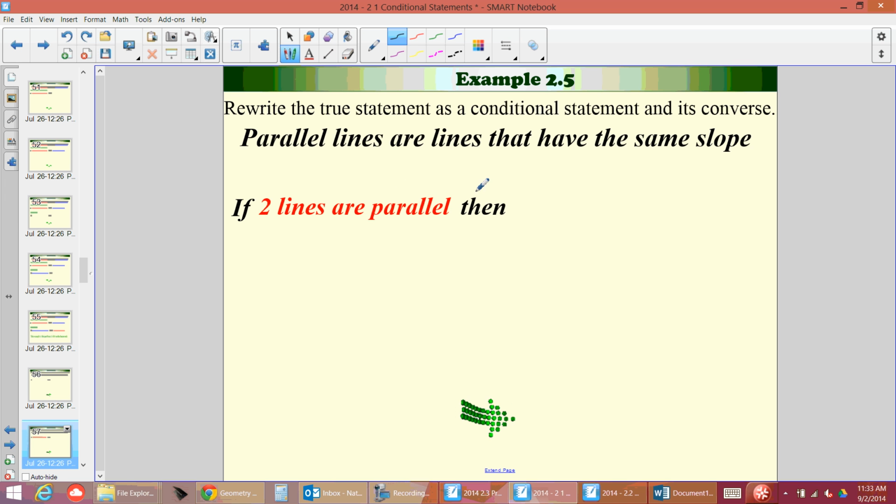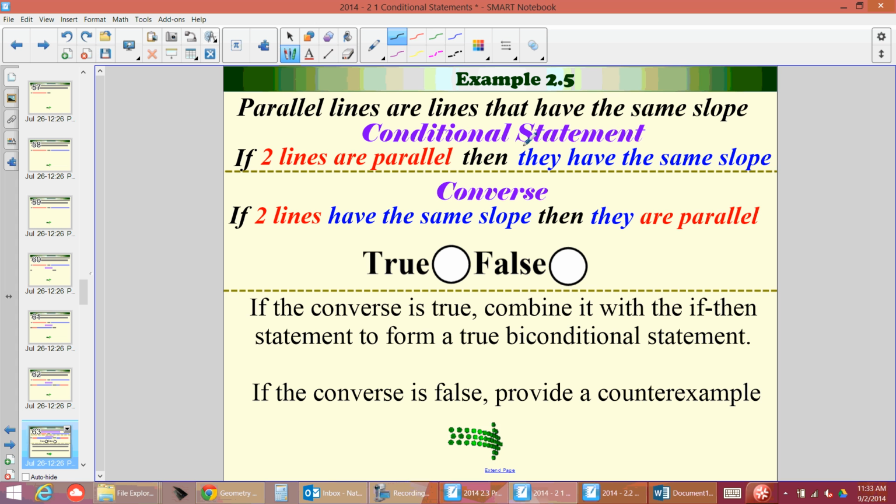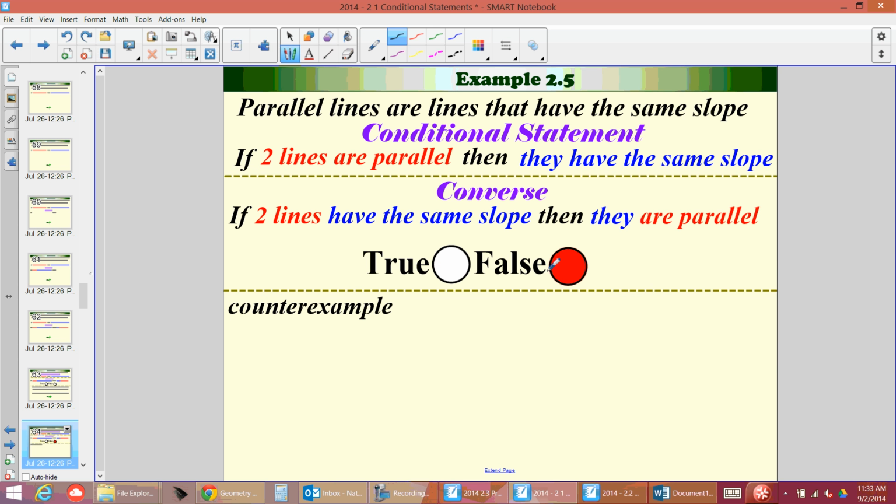Here's another one. Parallel lines are lines that have the same slope. If 2 lines are parallel, then they have the same slope. Converse. If 2 lines have the same slope, then they are parallel. This 2 lines comes from this plural right here. Parallel lines are actually plural, so we have to say 2 lines. Next one. If 2 lines are parallel, then they have the same slope. So are these statements true? What do you guys think? They're actually false. We have one situation where 2 lines have the same slope, but they aren't considered parallel. If those 2 lines happen to line up on top of each other, like this, then we call them coincident, and we'd say that they are not the same.